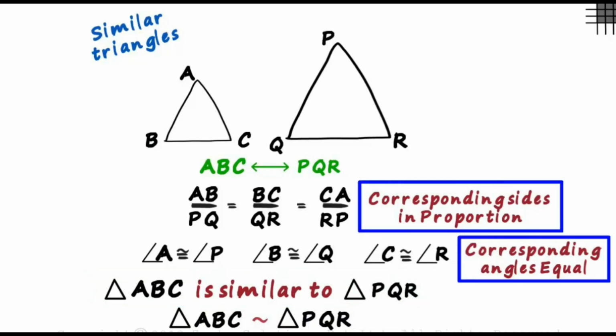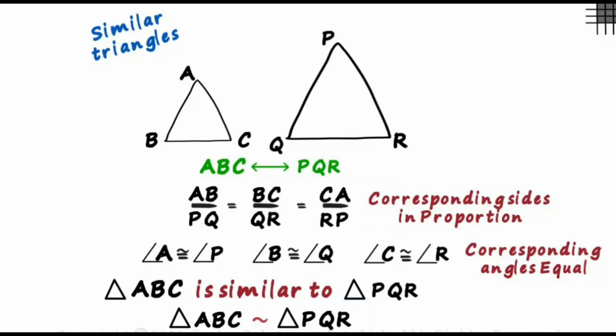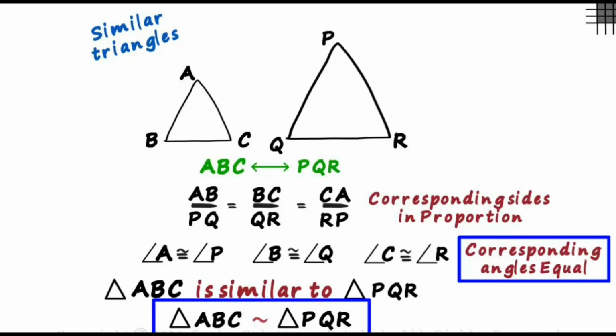If we are given either of these conditions, we can say that the triangles are similar. So, if we are told all pairs of corresponding sides are in proportion, we can be sure that the triangles are similar. Or even if we are told the corresponding angles are equal, we can be sure that the triangles are similar.